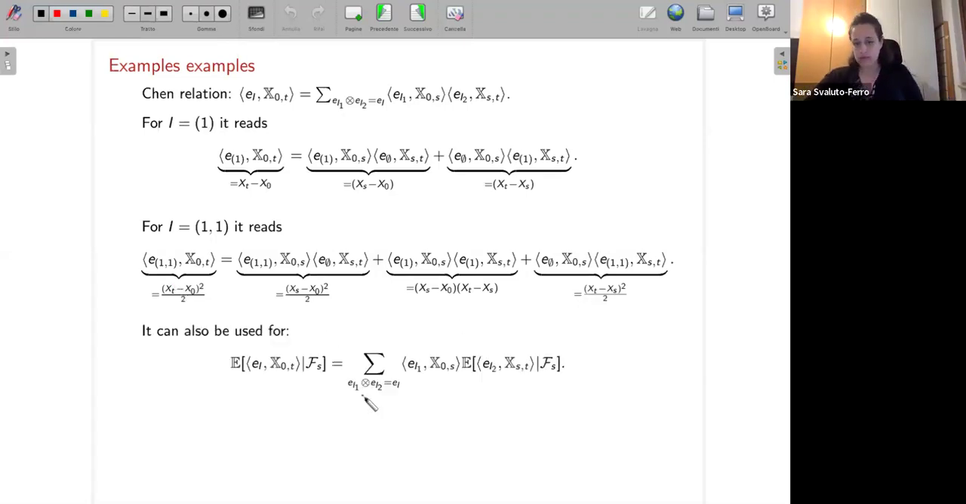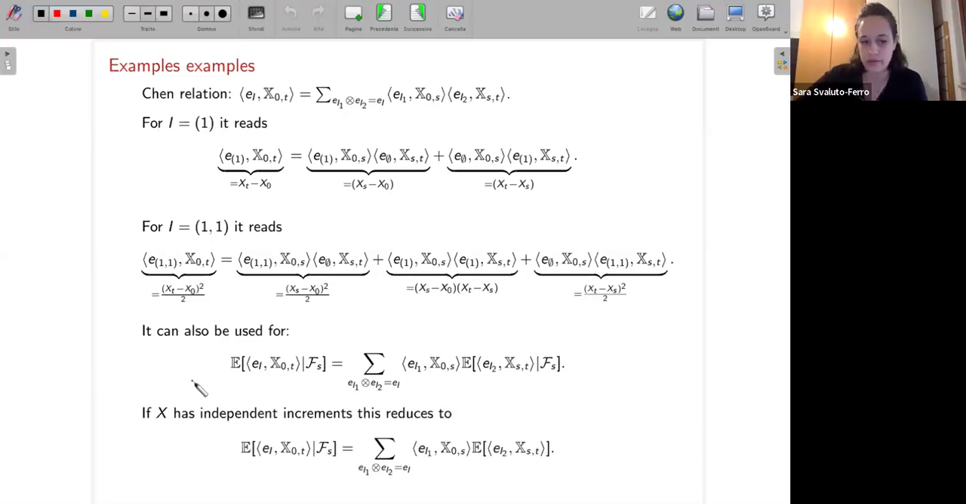Why is this useful? It's useful because we can compute conditional expectation. And in particular, if the original process X had independent increments, then we can get rid of the filtration and we are back to a standard expectation, which means that we move from something complicated like a conditional expectation to something like a number, okay? And all the randomness is enclosed in the signature that we take out of the expectation. This will be very useful.